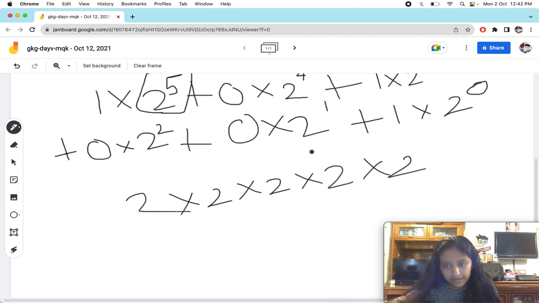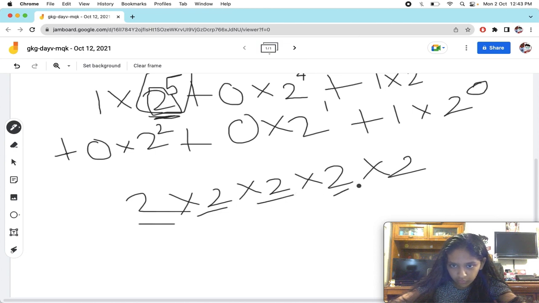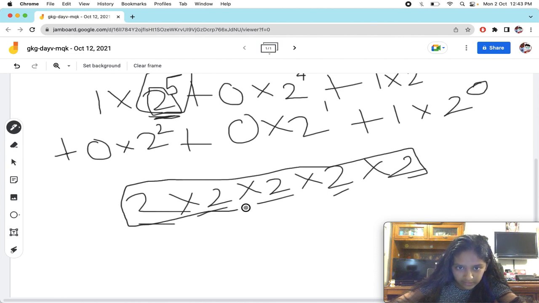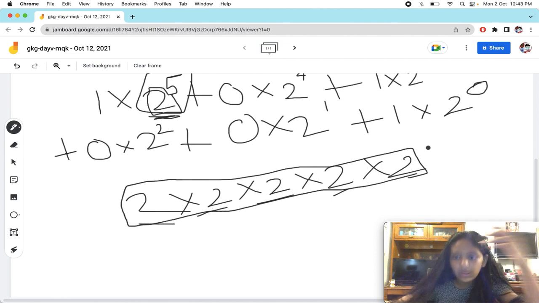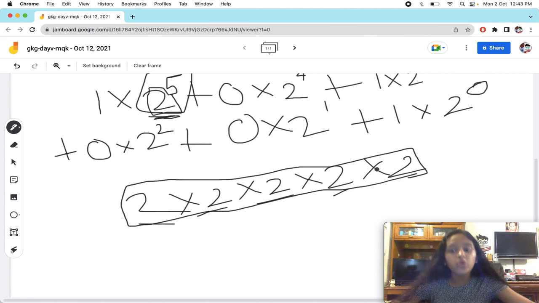So basically, any number raised to the power of anything. Here we have the example of 2 raised to the power 5. It means that the base, 2 over here, will be multiplied by itself 5 times. Here we have written 5 times 2: 1, 2, 3, 4, 5. So you see, we are multiplying 2 with itself 5 times. That is known as power. So 2 raised to the power 5, in extended form, is 2 into 2 into 2 into 2 into 2.